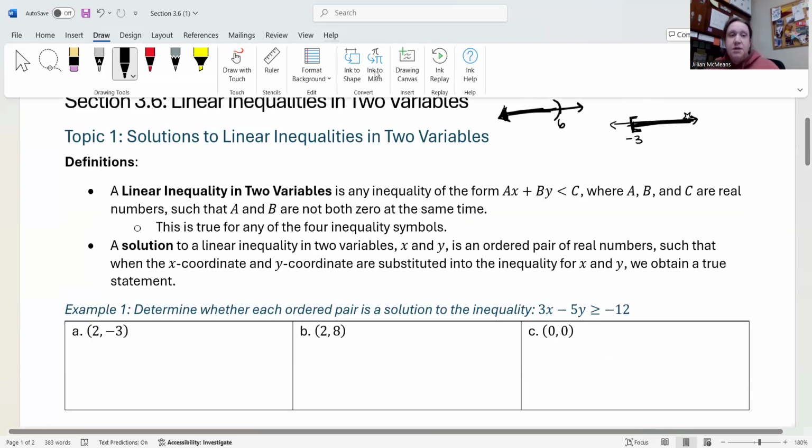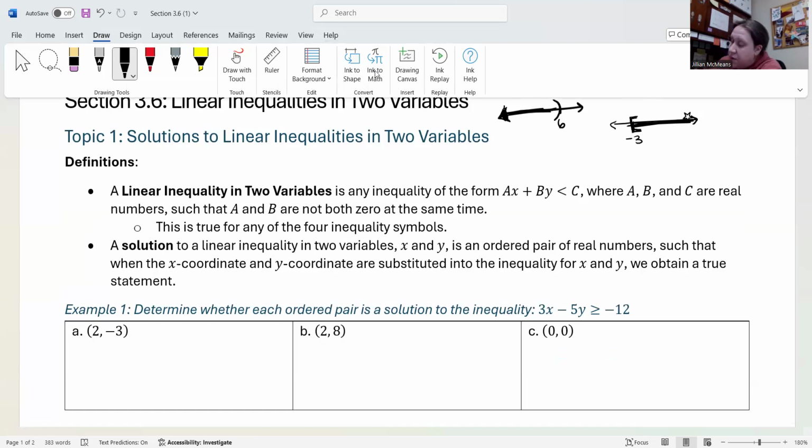So got a couple of definitions. A linear inequality in two variables is any inequality of the form ax plus by is less than c. We have a couple of conditions, really. A, B, and C are real numbers, decimals, integers, positive, negative, fractions, whatever. The only condition there is that A and B cannot both be 0 at the same time. So essentially, you're just taking standard form of an equation, but you're replacing that equal sign with an inequality symbol. And I want to be really clear. Any of the four inequality symbols work. We could use less than, greater than, less than or equal, or greater than or equal, okay?